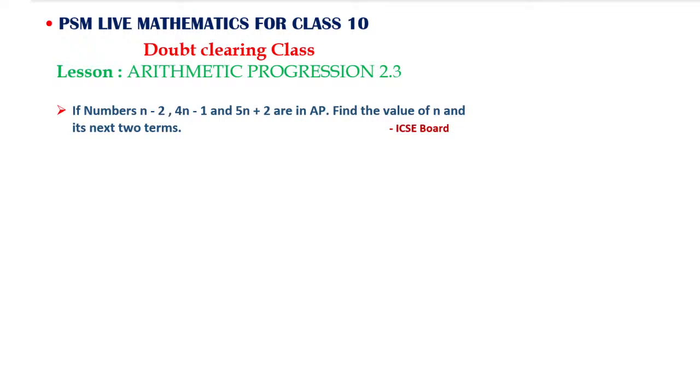Here you see the doubt clearing class, arithmetic progression 2.3. I have written 2.3 because it is the second time I am taking arithmetic progression. It is the third class continuously, and this is an ICSE syllabus question. Yesterday I told you to solve this and send it to me.